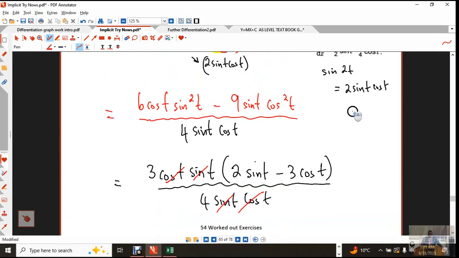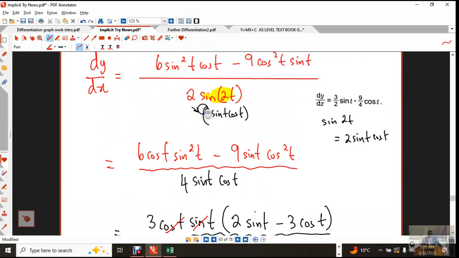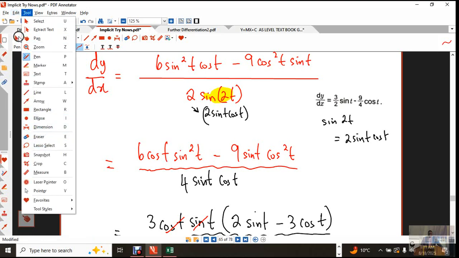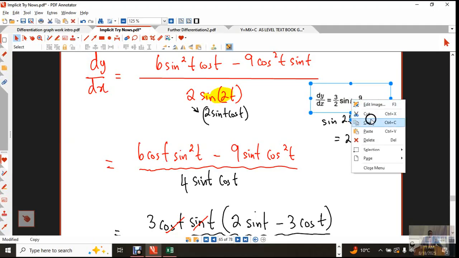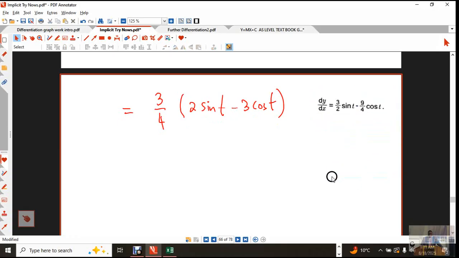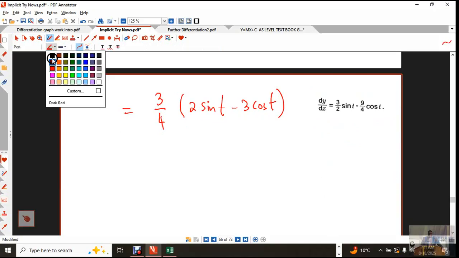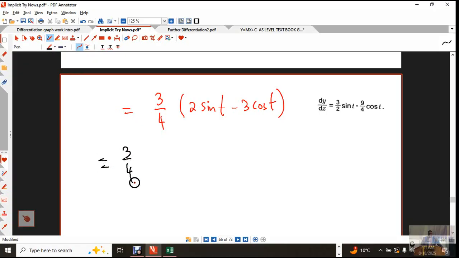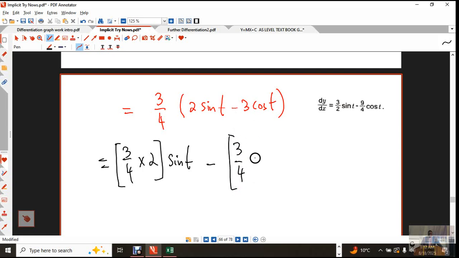Okay, I just want to quickly see what is it that we needed to get. So I'm going to grab that, just bring it down over here. Right, so yeah, let's multiply out. If we multiply the numbers, we have 3 over 4 times 2, that will be sine t, minus 3 over 4 times 3, that will be cos of t.